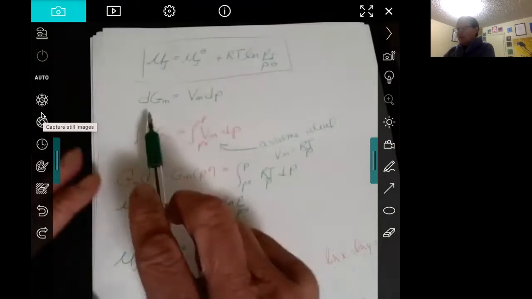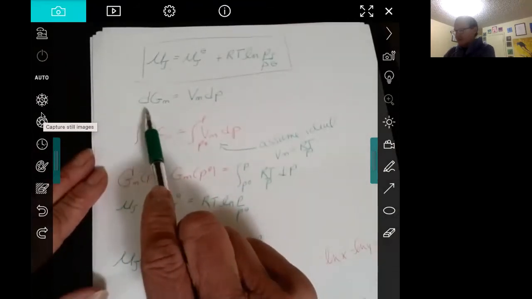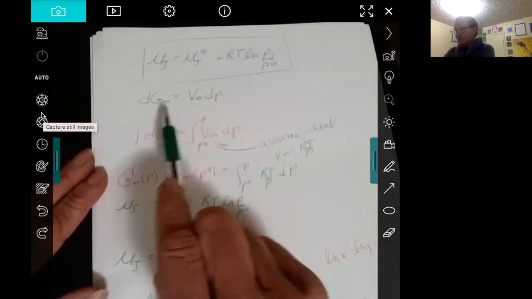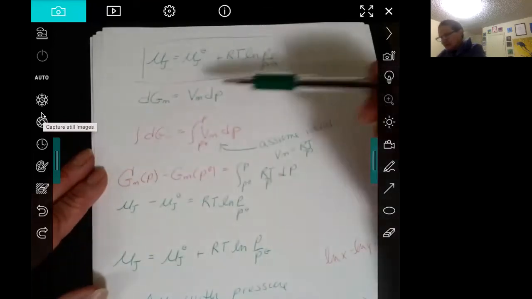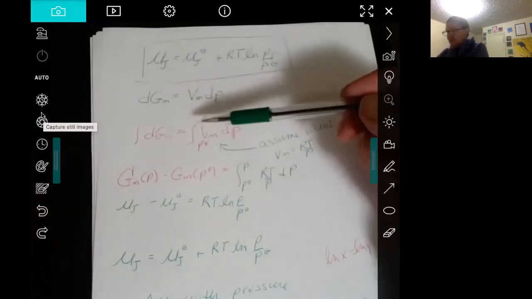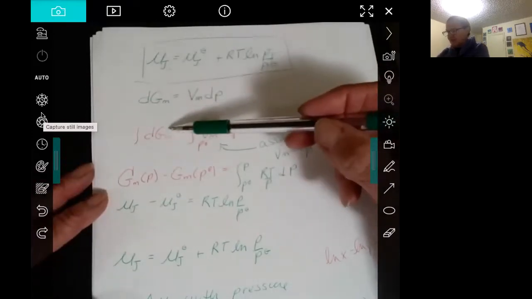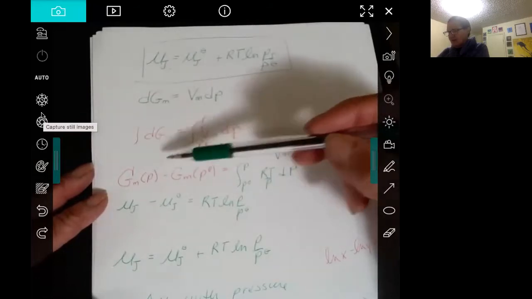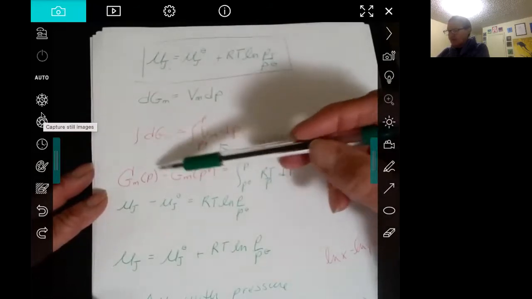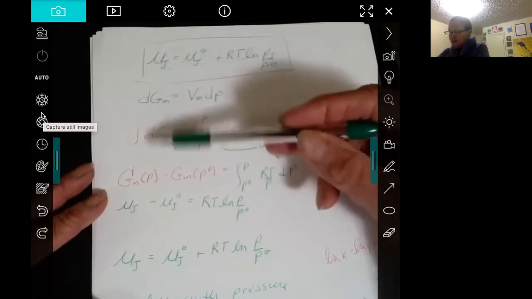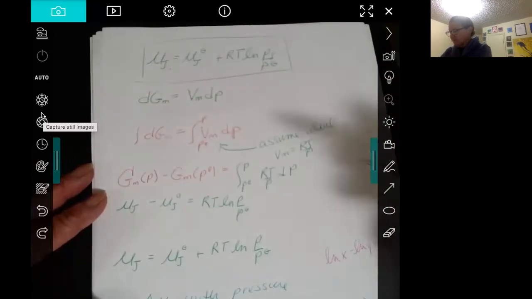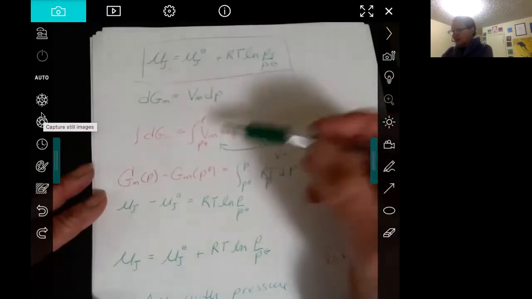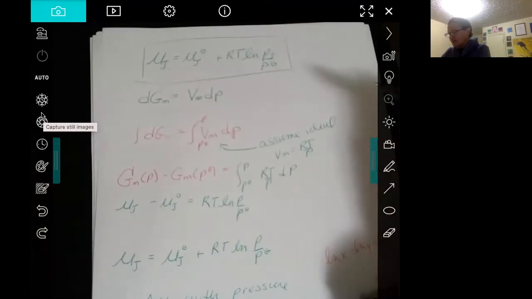So we want to go back and think about what we learned at the start of this focus, that a change in the molar Gibbs free energy is equal to the molar volume times dP. And so we're going to integrate both sides to try to get a finite change. That makes the left-hand side just the Gibbs free energy at some new pressure minus the Gibbs free energy per mole at the standard state. And on the right-hand side, we're going to integrate. But if we're talking about an ideal gas, so we're going to start by thinking about gases.